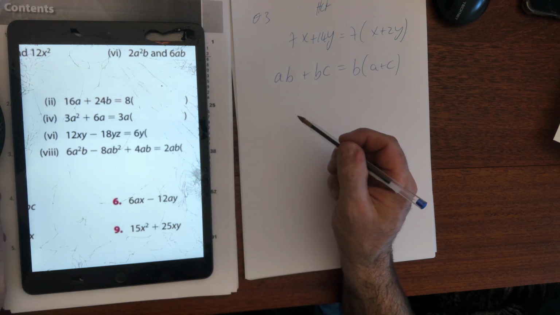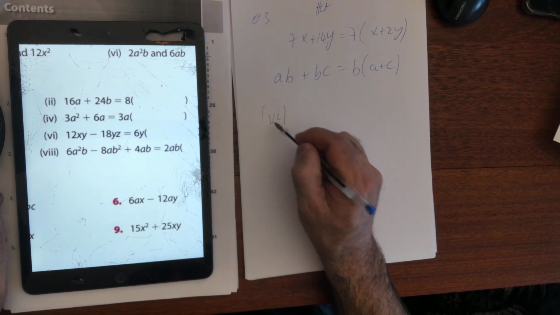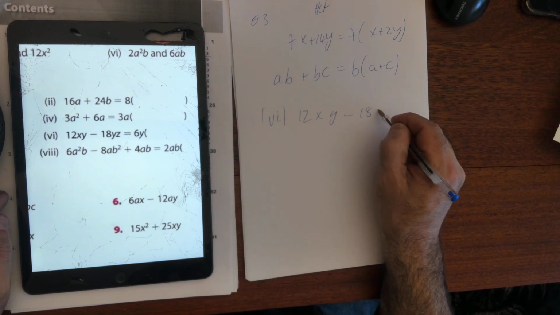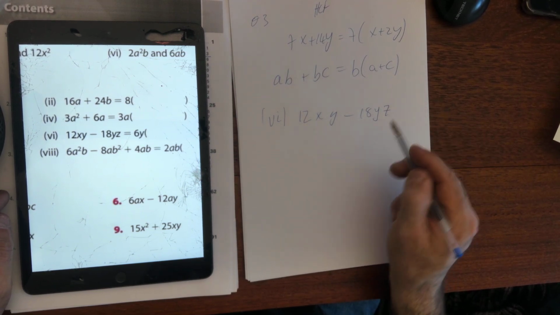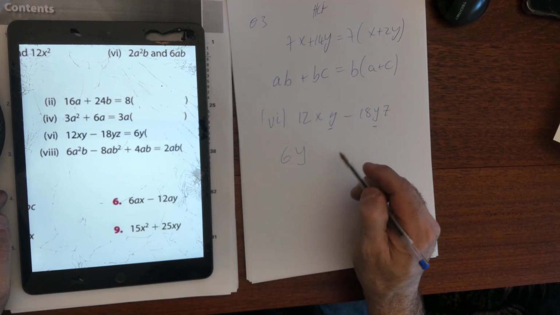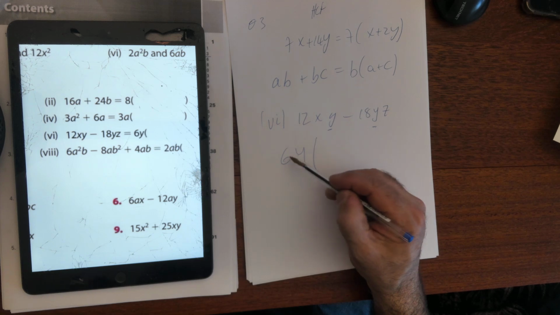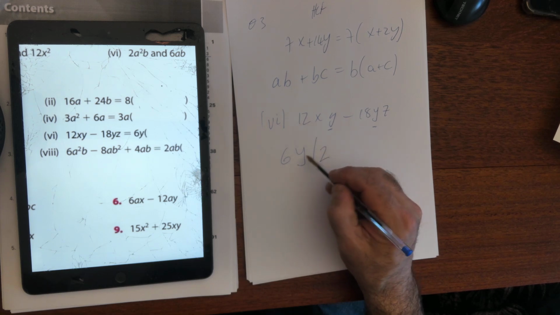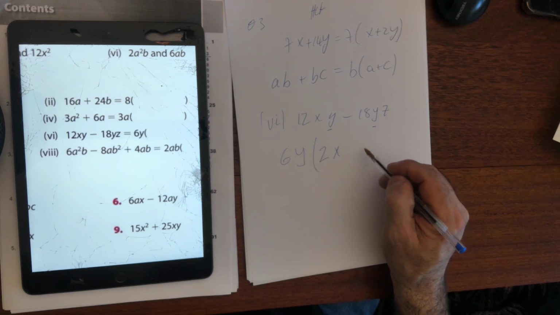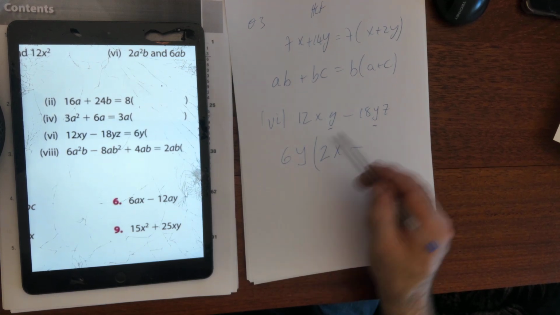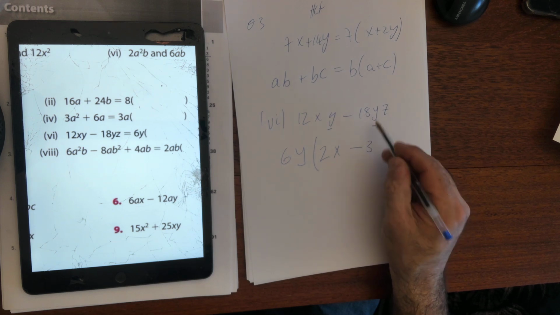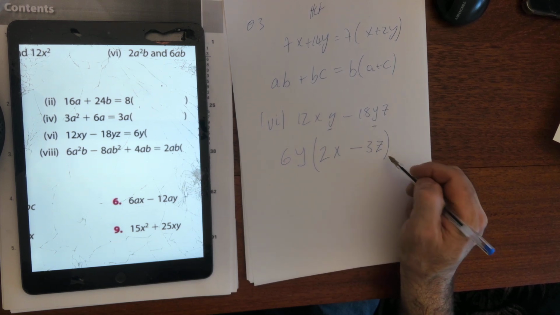I'm not going to do all of them. Let me do 6: 12xy minus 18yz. So there's a y in both of them and there's a 6 in both of them. So we take out the 6y. So you're doing several things now. 6 into 12 is 2. The y goes away, the x survives because you need an x in the product. And you keep the minus because plus into minus is minus. 6 into 18 is 3. The y goes away. You're left with a z here.